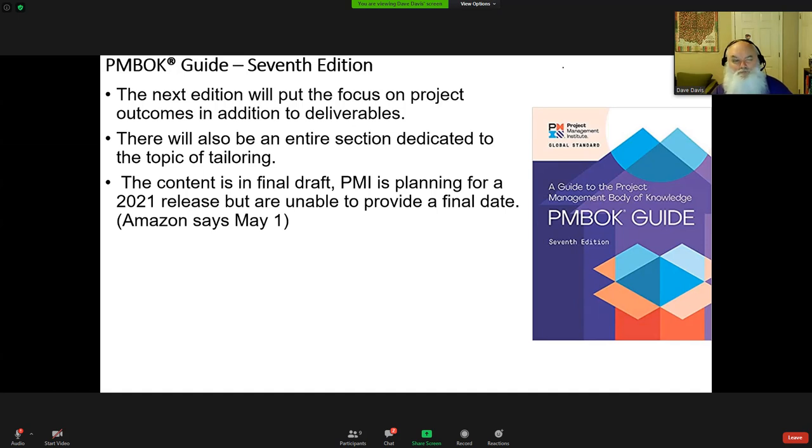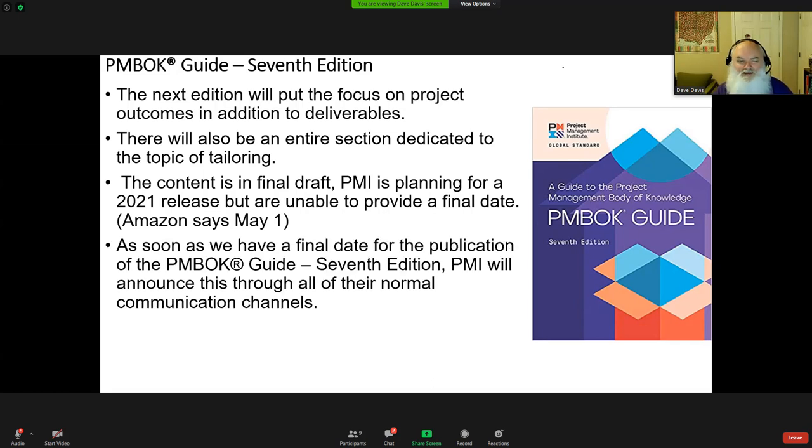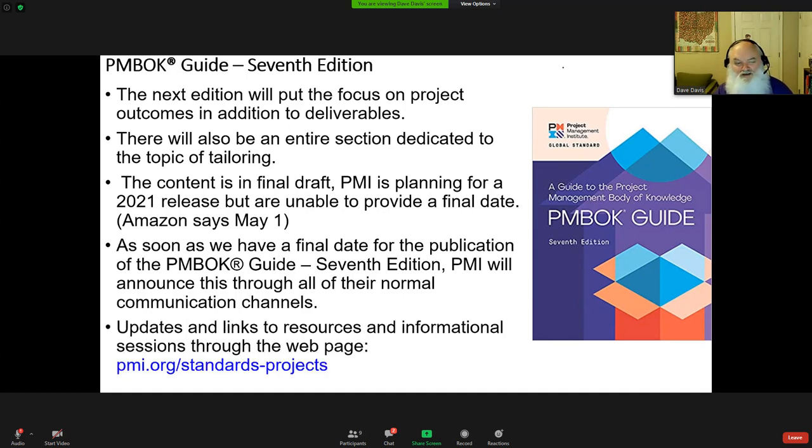Somewhere in 2021, my guess is it'll happen before whatever they do for a global conference in October, because they're going to want to announce at the global conference that this is available. Amazon says May 1st. I would not put a lot of credence in that. As soon as we get the date, PMI will announce it through their normal communication channels. And there's a link to resources and everything else on the PMBOK Guide 7, which is pmi.org.